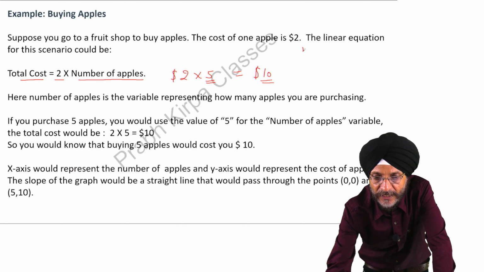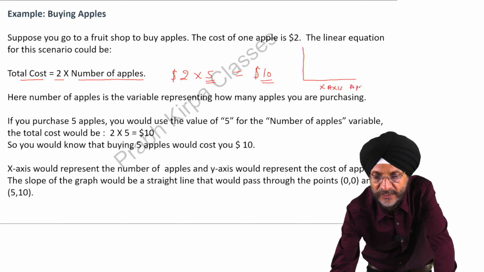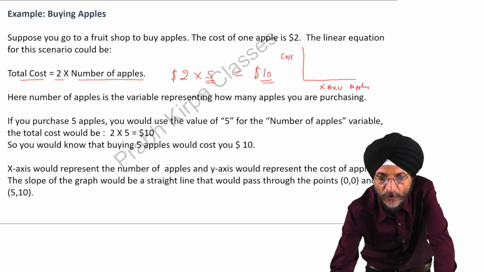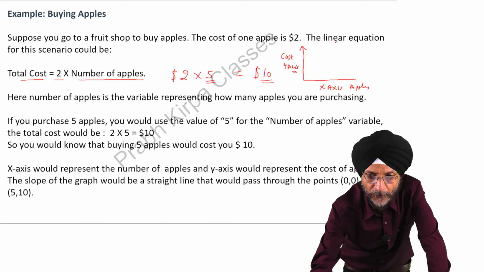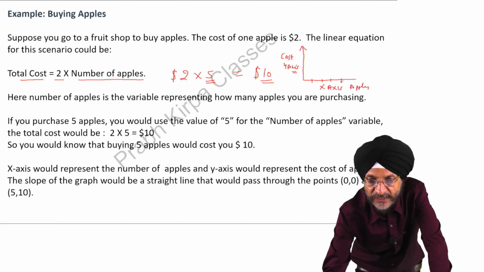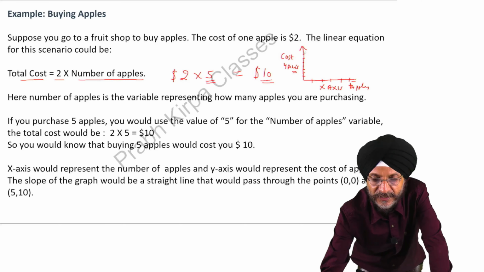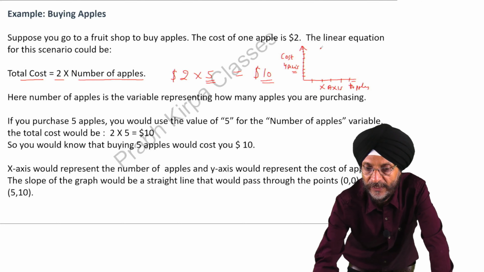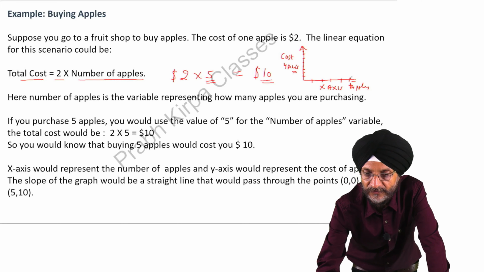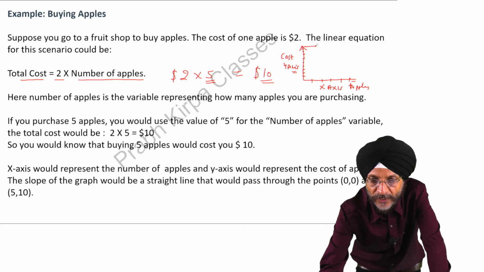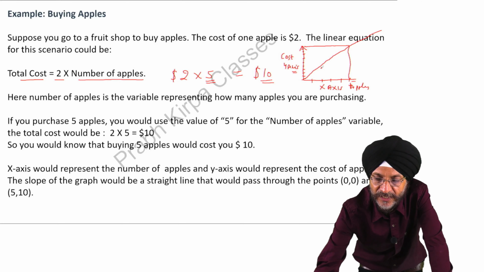So we will represent the apples on the x-axis. The number of apples will be represented on this side, and the cost of purchasing apples will be represented on the y-axis. So if we take the number of apples, these are the 5 apples we are going to purchase, and this is the cost of the apples, 3, 4, 5, 6, 7, 8, 9 and 10. If we are buying 5 apples, the cost will be $10. So here it will be like this, that is, it will be a line which is a straight line.